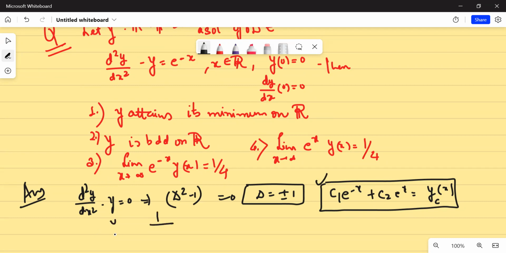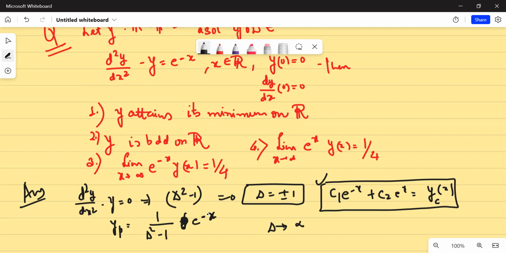Now one needs to find the particular integral. What would be the particular integral? Particular integral would be 1 upon f(D). Instead of f(D), you have to write D square minus 1. And you have an f(x) here. So instead of f(x), you can write e to the power minus x. Is that clear?